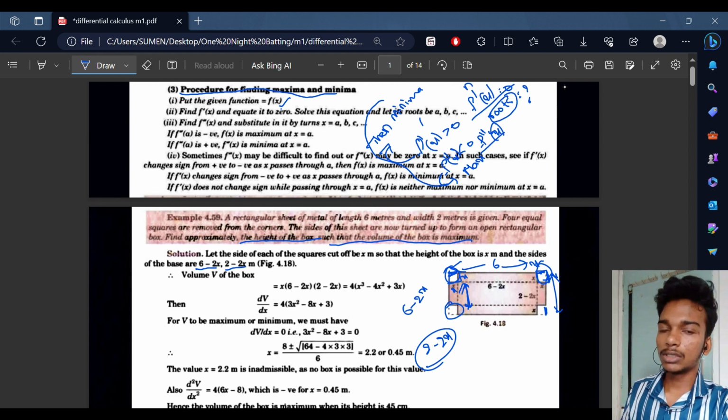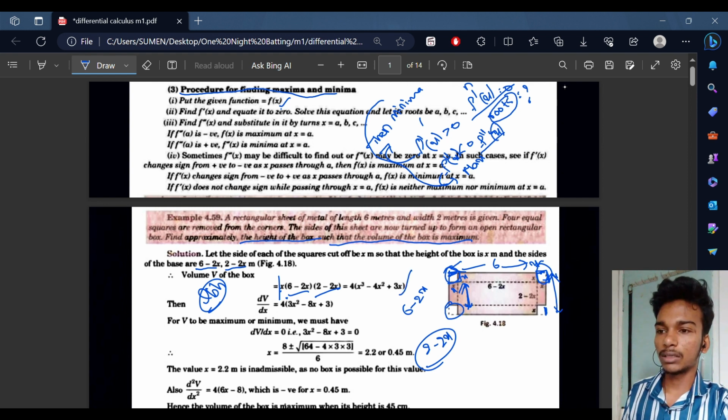Now just consider the height of length x, so that we can find the volume of the box. That's what we have taken. x into 6 minus 2x into 2 minus 2x. It's the volume of the box: L into B into H, the volume of a rectangular box. And we formed it as a cubic equation.